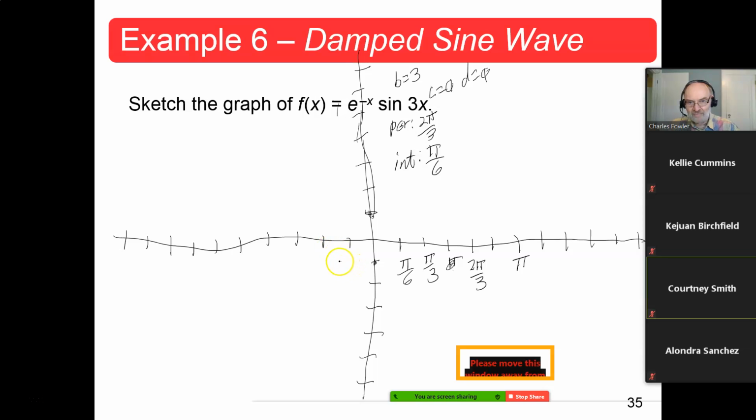So this will be minus pi over 6, minus pi over 3, minus 2/3 pi, and minus pi, and then 1, 2, 3, 4. Yeah, we run out pretty soon.